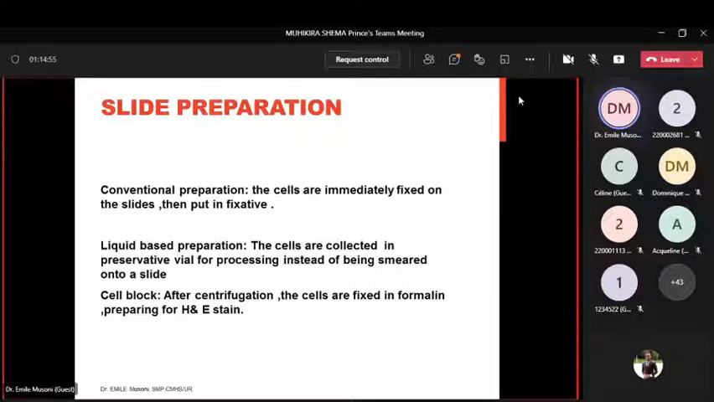Now you will use hematoxylin and eosin. We'll see in practice what a cell block is. For example, you can have some fluid, peritoneal fluid, then you do a centrifugation, and what you find, you put it in formalin, then you go for the processing like hematoxylin and eosin.